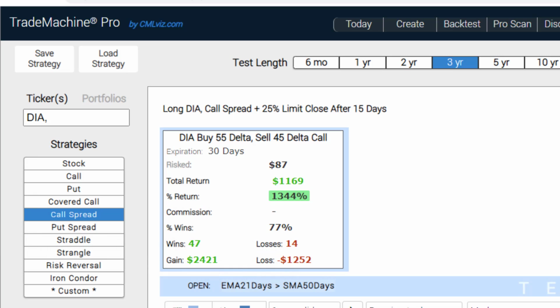But let me ask you real quick, is this a strategy that you think you can trade on your own? Is there any more information you would like? Please put yes or no in the comments if you can trade this. And if you have any questions, definitely put those there too.